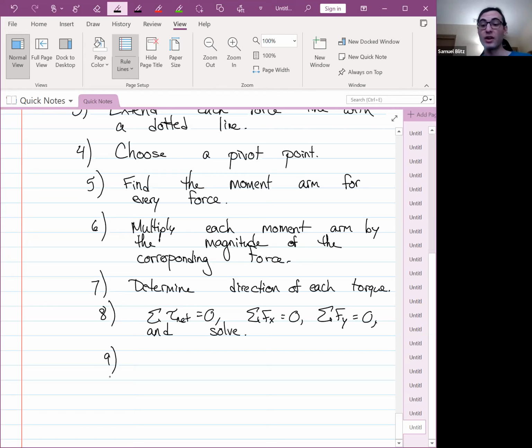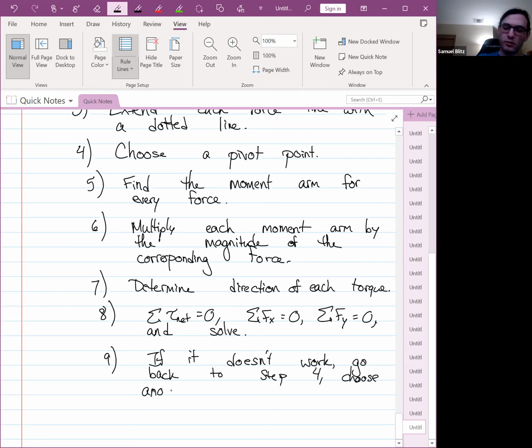If it's true that your solution doesn't involve the thing that you're trying to find, if it doesn't work, go back to step 4 and choose a different pivot. Choose another pivot and repeat. Repeat 5 through 8. And those are the steps. That's how you do static equilibrium problems.